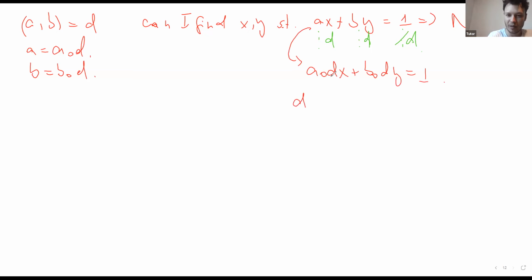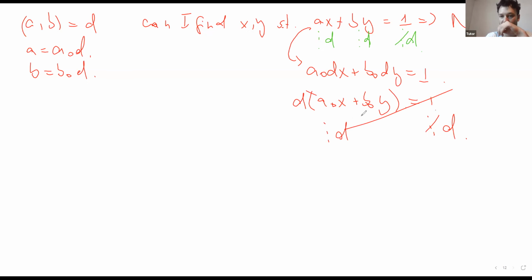So if you look, this is the problem. I cannot have D times (A0x plus B0y) equal to 1, because look, this is a multiple of D, but this one is not a multiple of D, right? So there is no solution to this equation. So no solution.